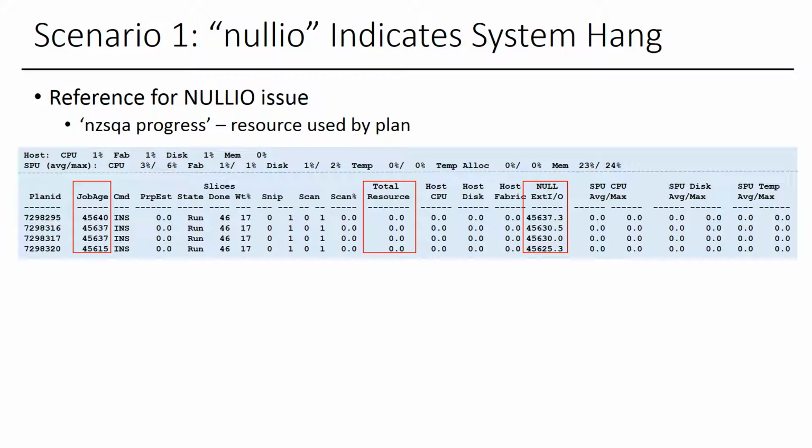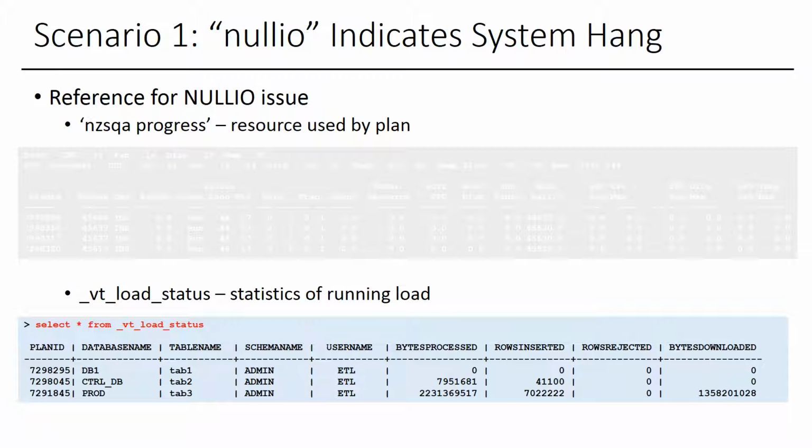The data displayed in the host and spool section at the top of the output applies to the most recent 10 seconds of the scheduler interval. The view named vLoadStatus and the virtual table named VTLoadStatus display the status of active load sessions. This allows you to watch the number of rows inserted for active load jobs. You can run a query against this view or virtual table to get statistics of running load jobs.